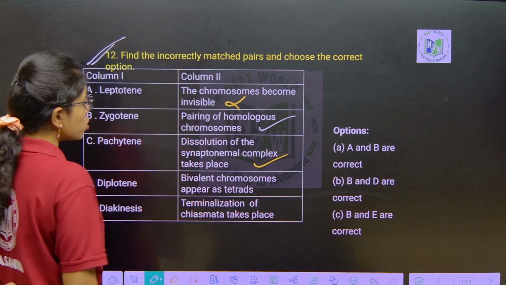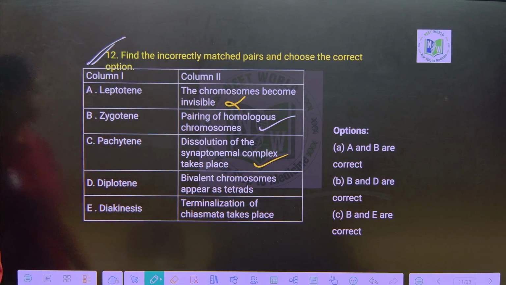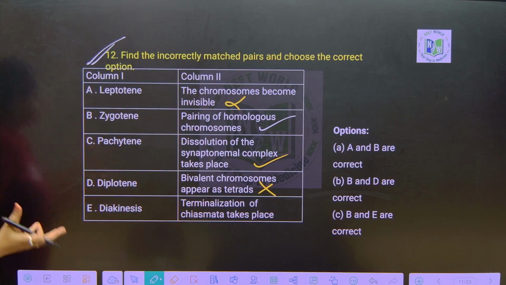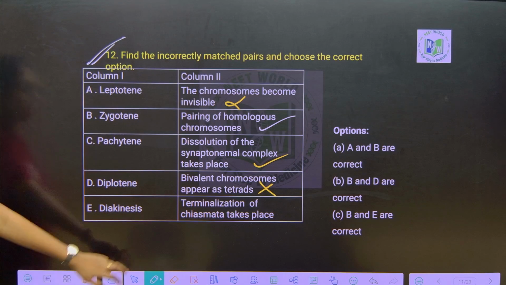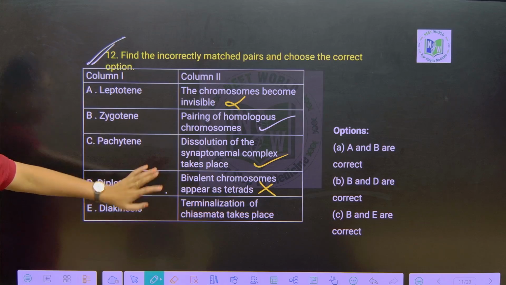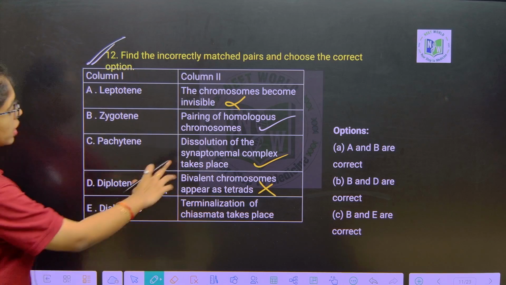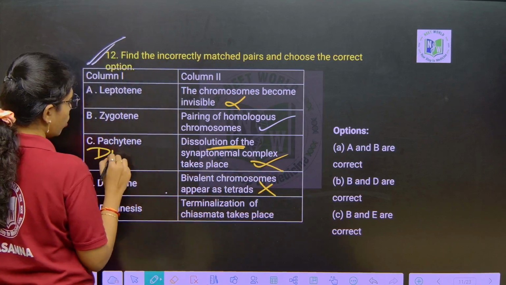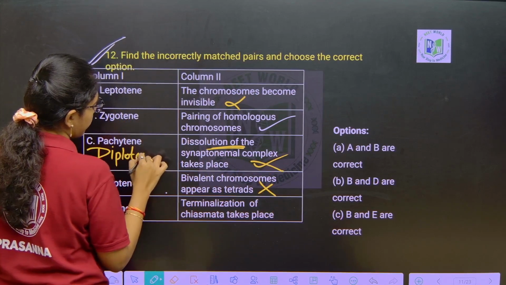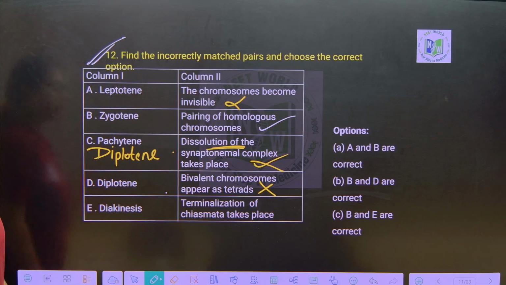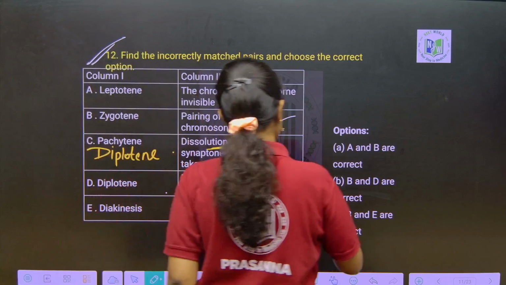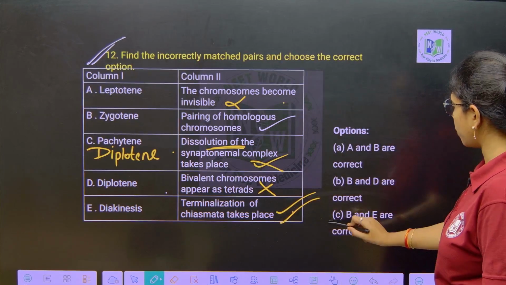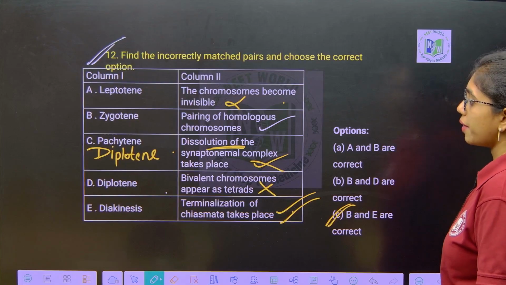Diplotene, bivalent chromosomes will appear as tetrads. No, bivalent chromosomes appear as tetrads during zygotene itself, that is synaptonemal complex formation. Dissolution of synaptonemal complex occurs in diplotene, not in pachytene. Diakinesis, terminalization of chiasmata, this is correct only. So here B and E are correct. So option C will be the right answer.